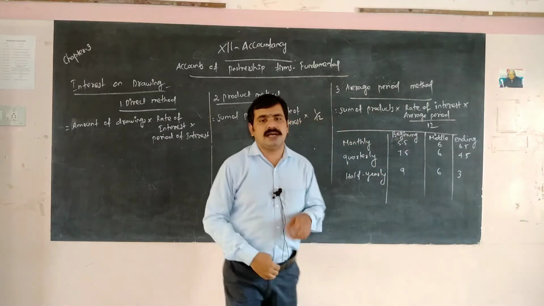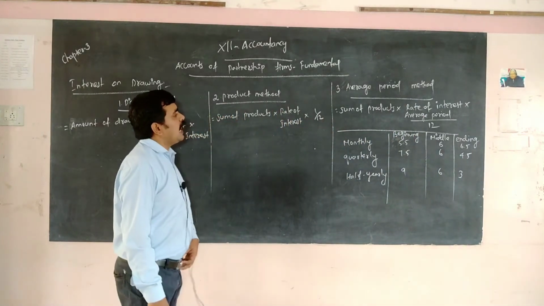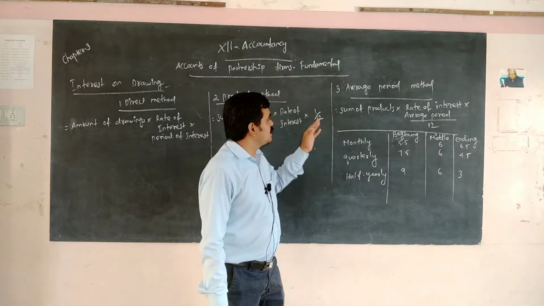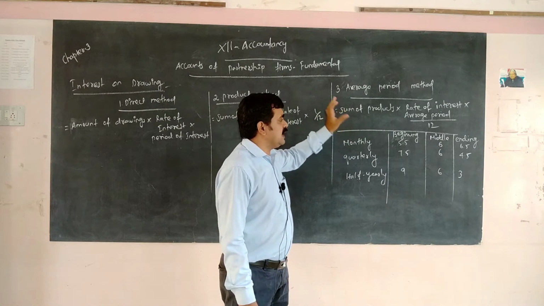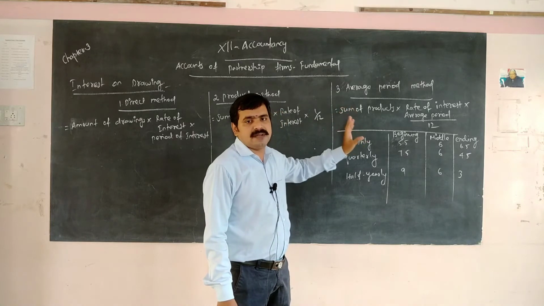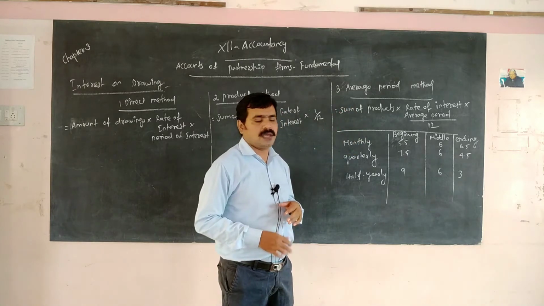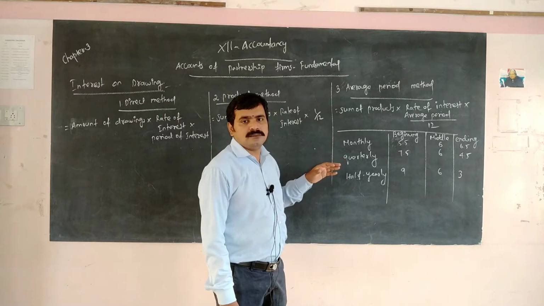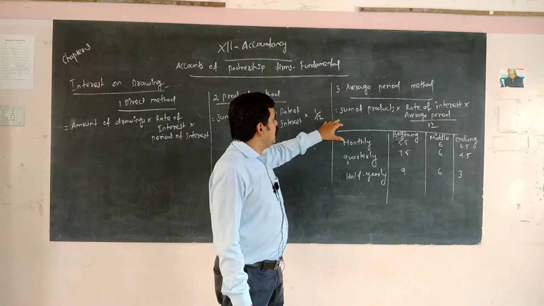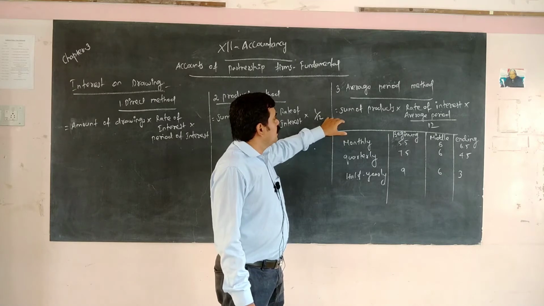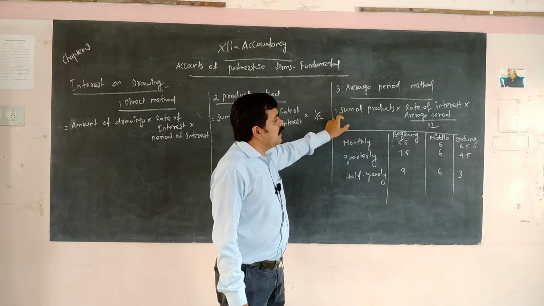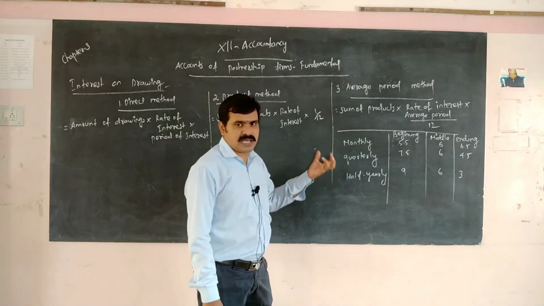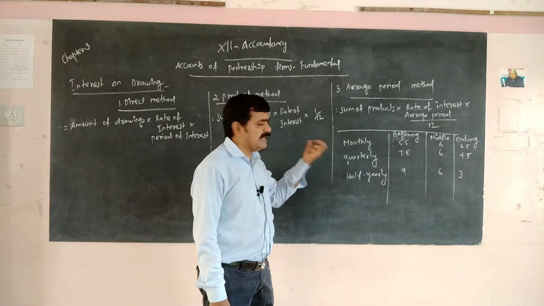Next, the last method, the average period method. Sum of products into rate of interest into average period divided by 12. Here you have to calculate. In this chapter, they have given some important methods.